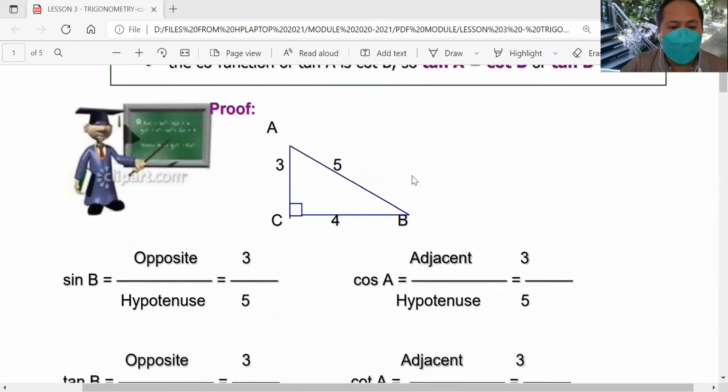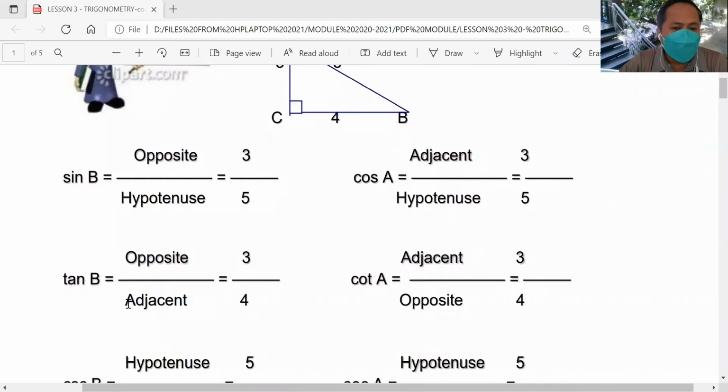For example, we have the 3-4-5 right triangle. We know that the mnemonic for the formulas of the trigonometric functions is SOHCAHTOA, and the cosecant. So sine B is, by SOHCAHTOA, opposite over hypotenuse. We have the angle B here. The side opposite to it is 3, and the hypotenuse, which is the longest side of a right triangle, is 5.